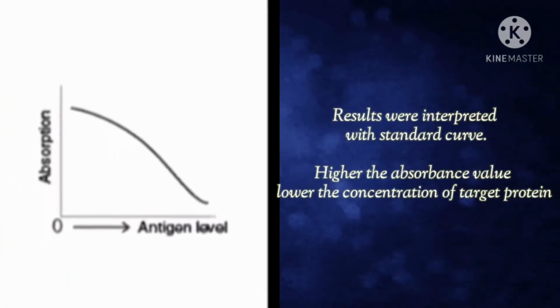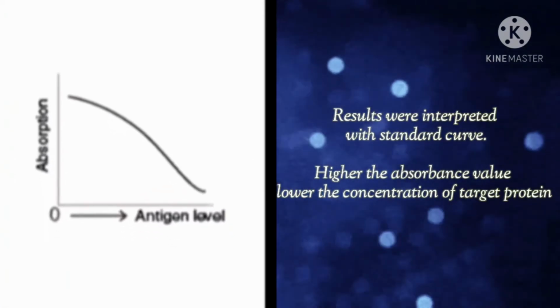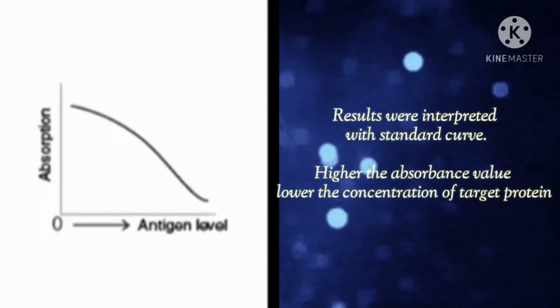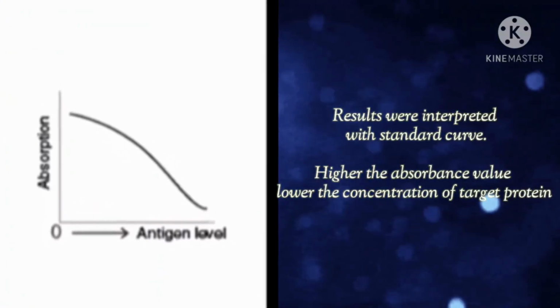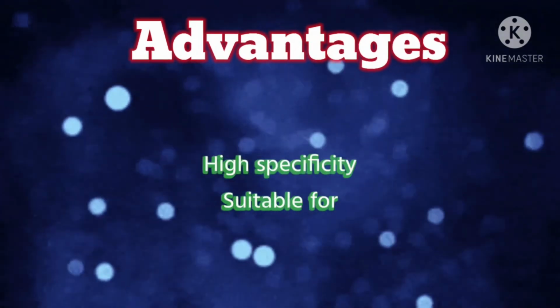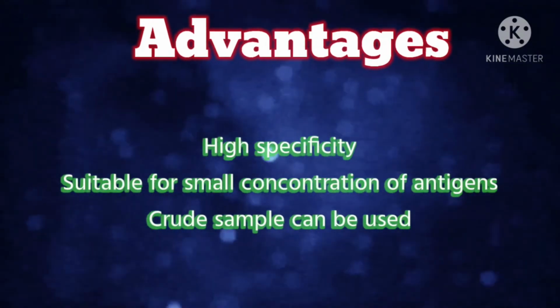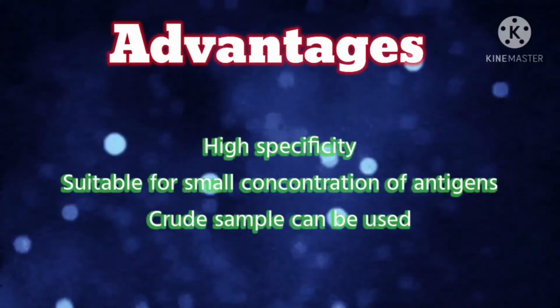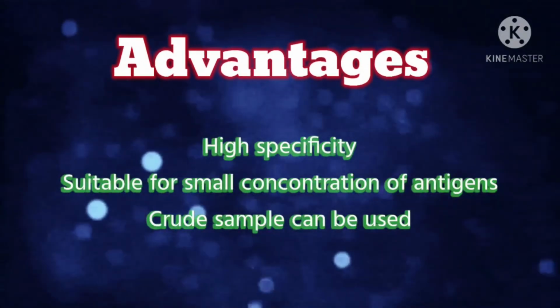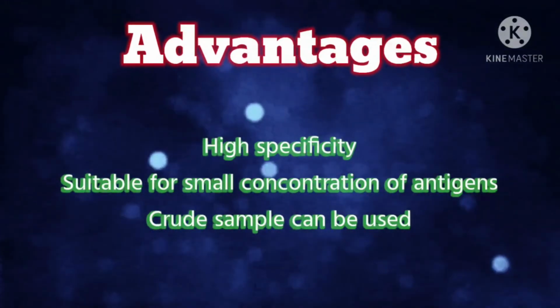Next, coming to the result interpretation of the competitive ELISA. For this, results are interpreted with the standard curve. In the standard curve, if the absorbance value is higher, there will be a lower concentration of target protein. And next, coming to its advantages, the competitive ELISA is highly specific, suitable for small antigen samples, and crude samples can be used for detection. This is all about competitive ELISA.